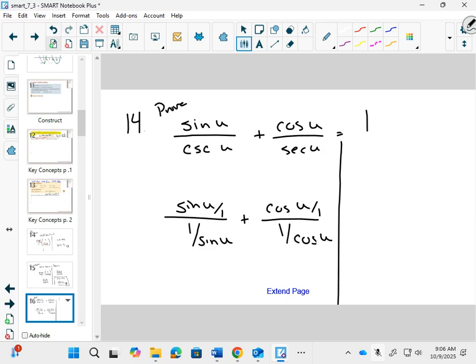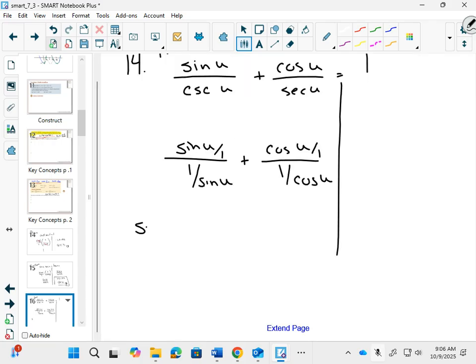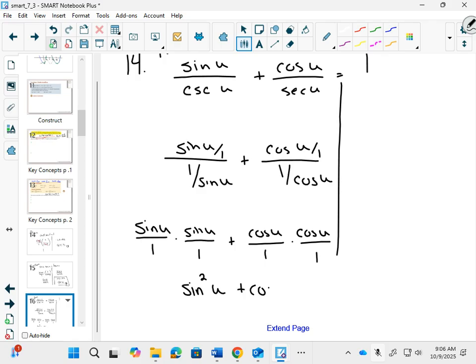If you have a fraction divided by a fraction, keep the top the same, multiply by the reciprocal. Keep the top the same, multiply by the reciprocal. And then how do you multiply fractions? Multiply your numerators, multiply your denominators. So sine u times sine u is sine squared u. And cos u times cos u would just be cos squared.